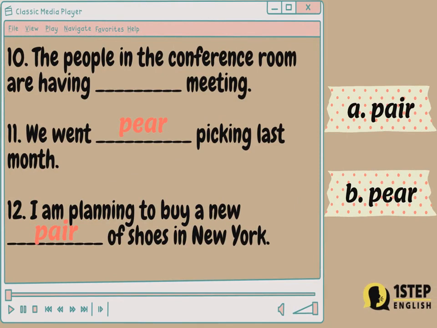Letter A, we went pear picking last month. Number 12. Letter B, I am planning to buy a new pair of shoes in New York.